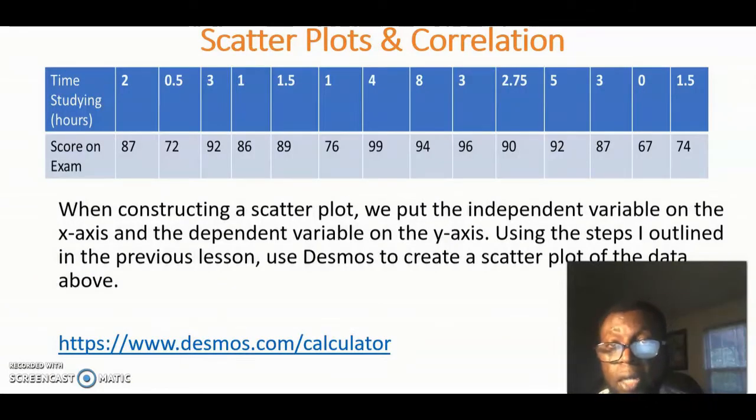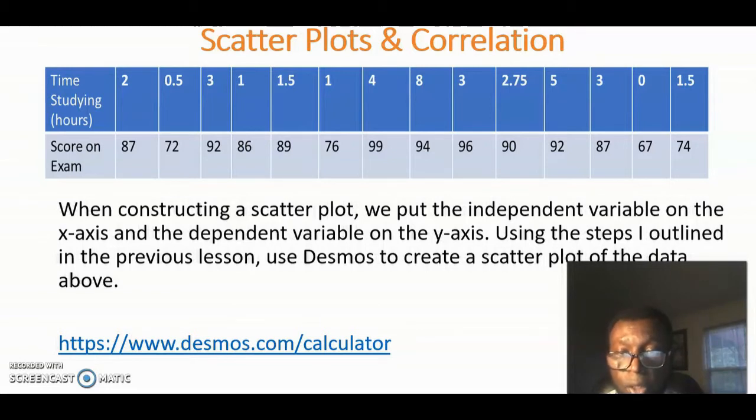The data shows time spent studying by a group of students and their corresponding scores on an exam. When constructing a scatter plot, we put the independent variable on the x-axis and the dependent variable on the y-axis. So in this very case, remember to put the time spent studying, which is the independent variable, on the x-axis, and the score on the exam, the dependent variable, on the y-axis. Using the steps that are outlined in the previous lesson, use Desmos graphing calculator to create a scatter plot of the data above.